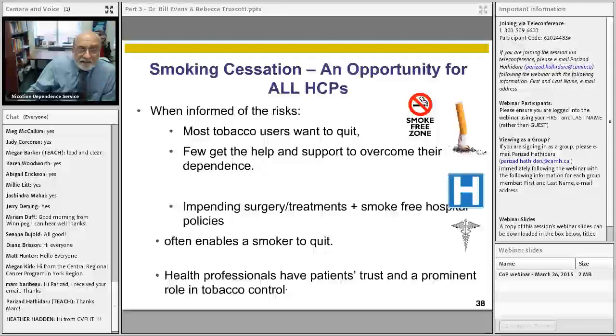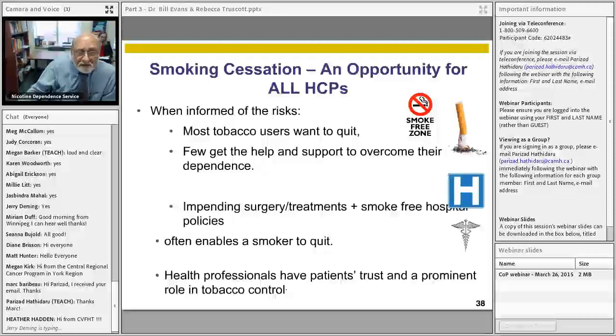The reality is that although a lot of oncologists and others feel that cancer patients, when they receive a diagnosis, may not want to quit, there actually is strong evidence that most tobacco users want to quit. We rarely give them the help in our cancer treatment system to do so.